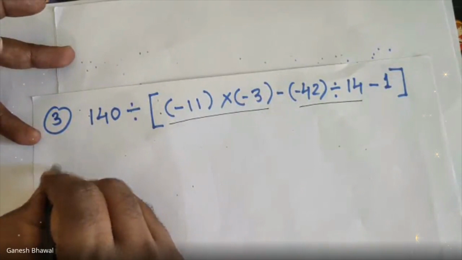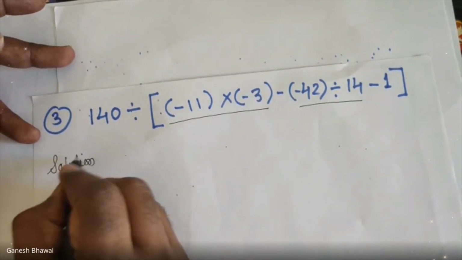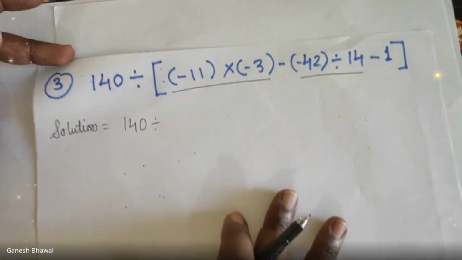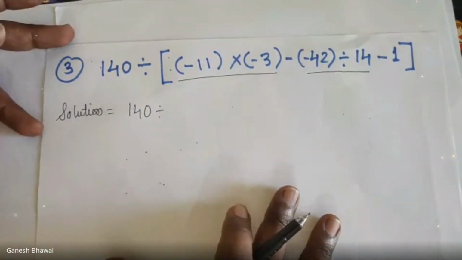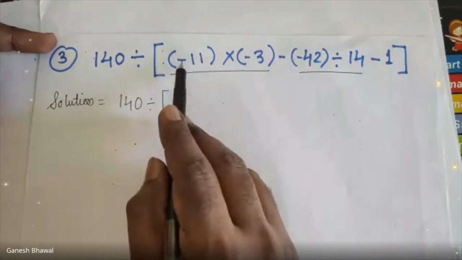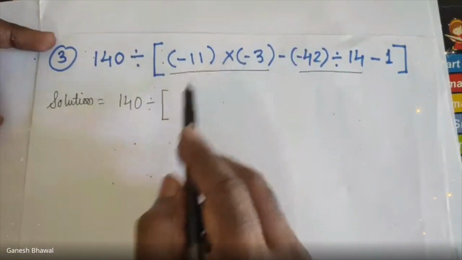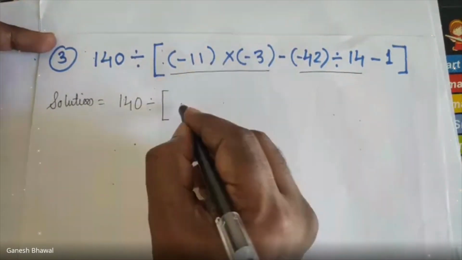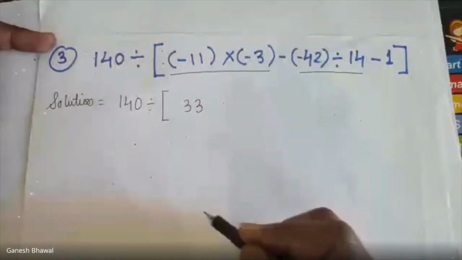So take it down here, write down the solution and take the numbers down. 140 as it is, the division sign we will give as it is. 140 divided by, we will open the bracket, negative multiplied by negative, the answer comes positive. 11 3s are 33, so here 33 is coming.